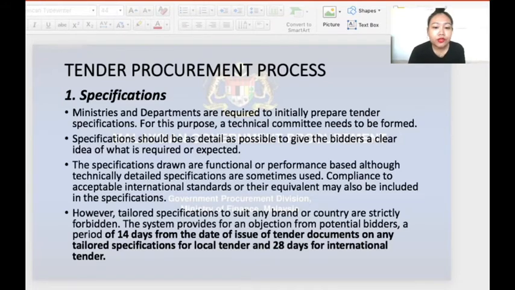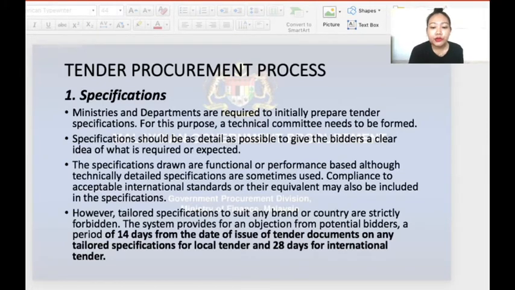The specifications drawn are functional or performance-based, although technically detailed specifications are sometimes used. Compliance to acceptable international standards or their equivalent may also be included in the specifications. However, tailored specifications to suit any brand or country are strictly forbidden.